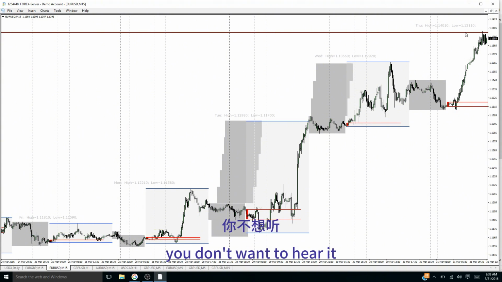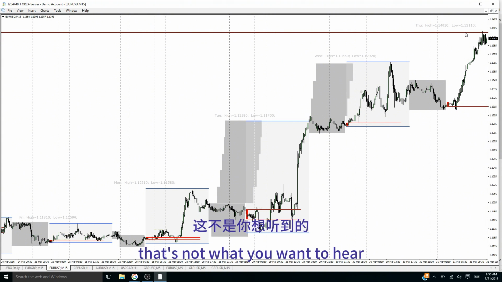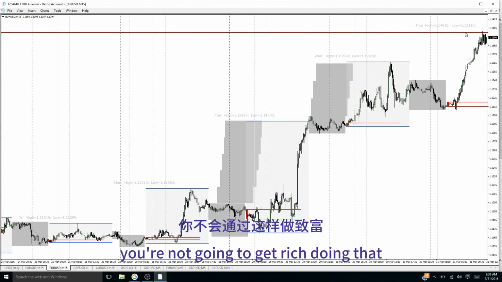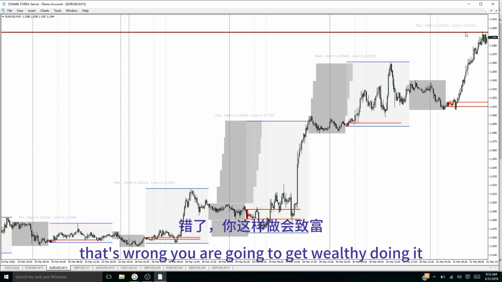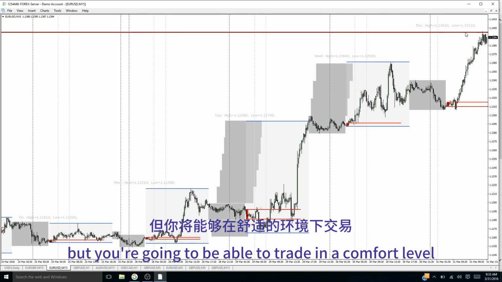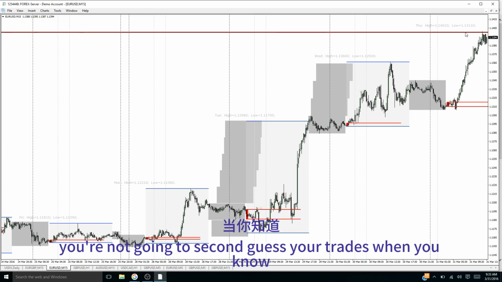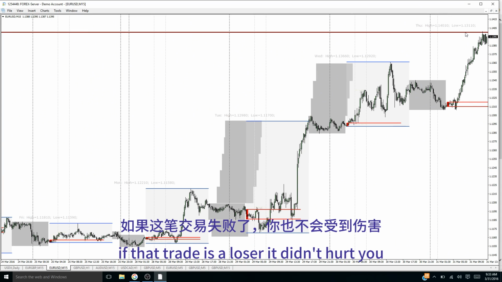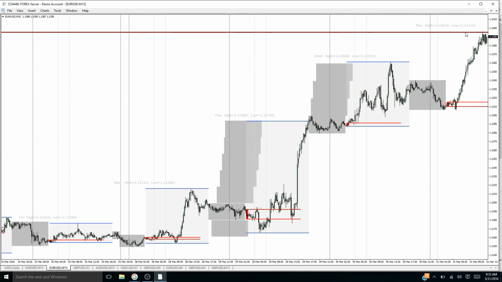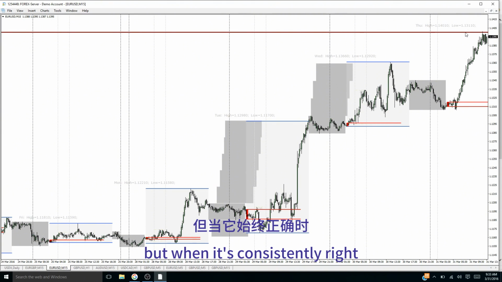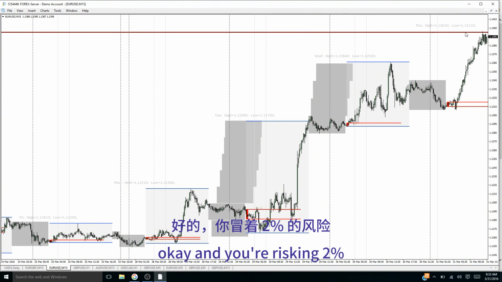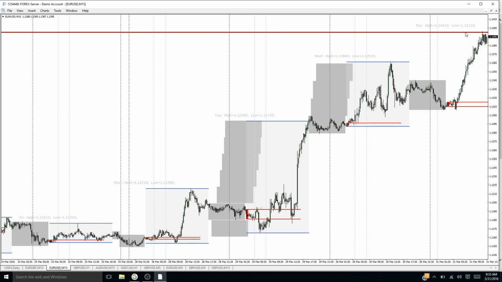You don't want to hear it. That's not what you want to hear. You're not going to get rich doing that? That's wrong. You are going to get wealthy doing it. But you're going to be able to trade in a comfort level that is necessary for you to do these things objectively. You're not going to second guess your trades when you know if that trade is a loser, it didn't hurt you. But when it's consistently right, and you're risking 2% with a realistic stop loss.